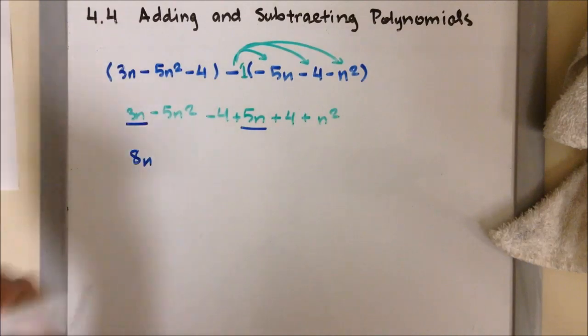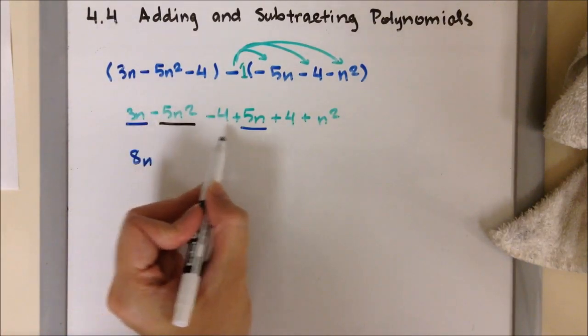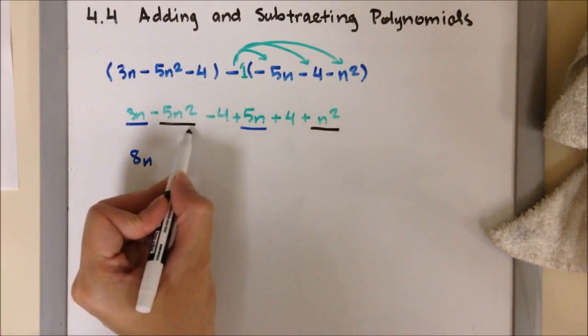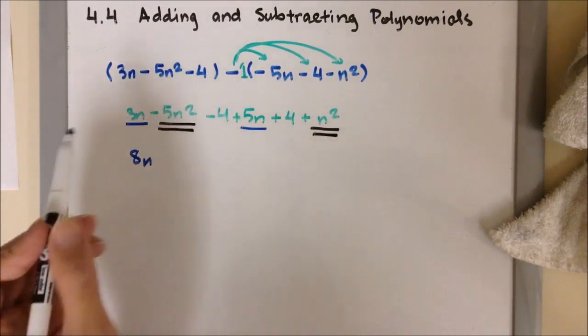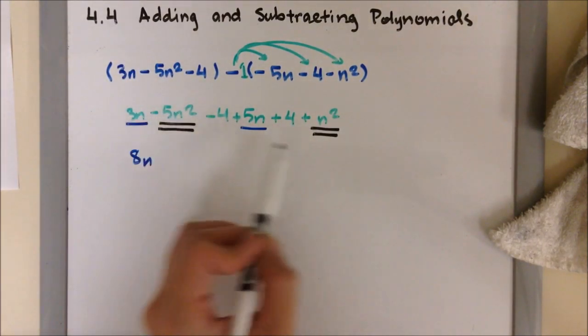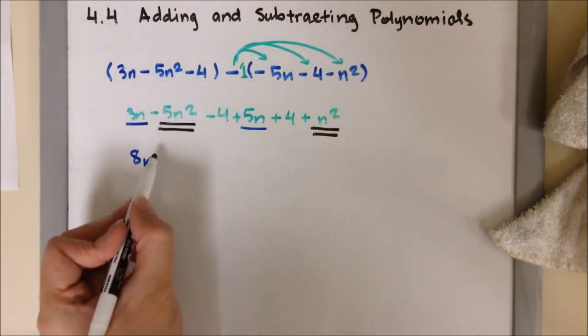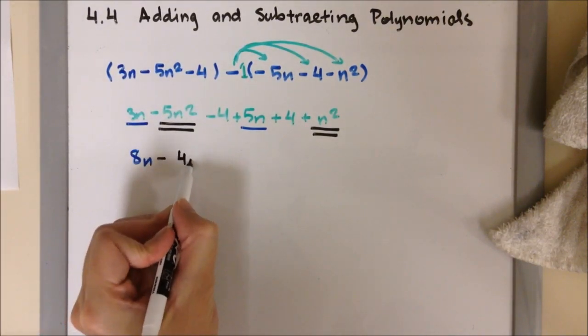The second one is the n squared, and looking, there's another one right here. So negative 5n squared plus 1n squared will be negative 4n squared.